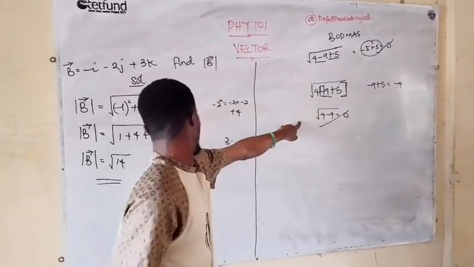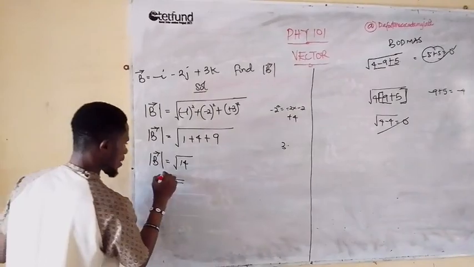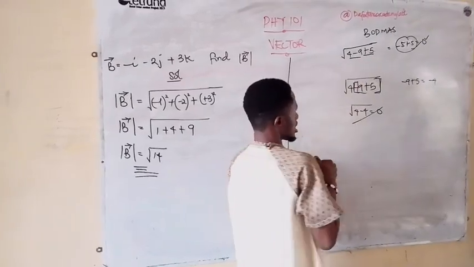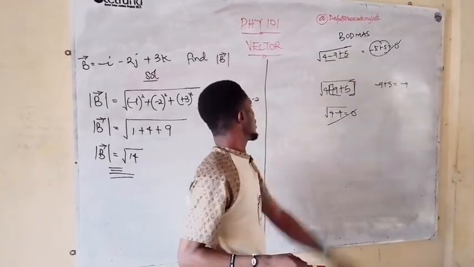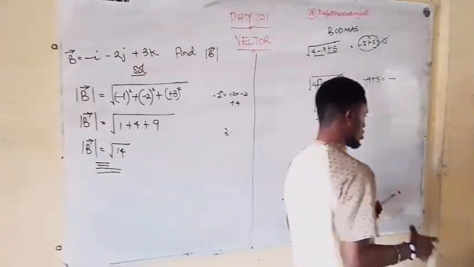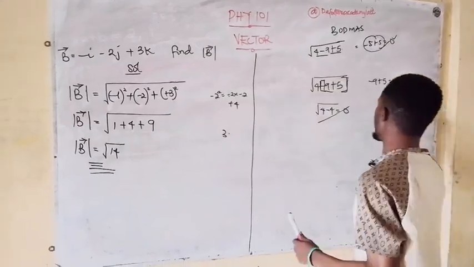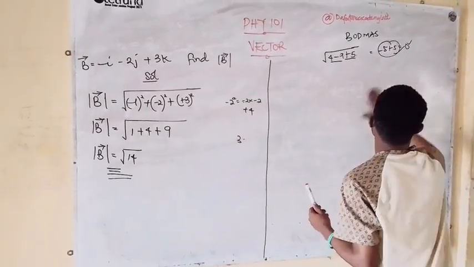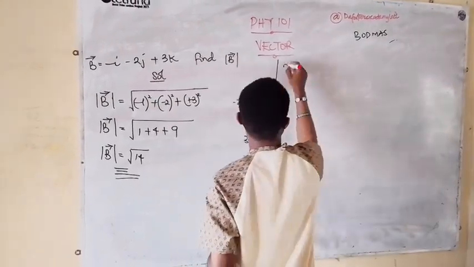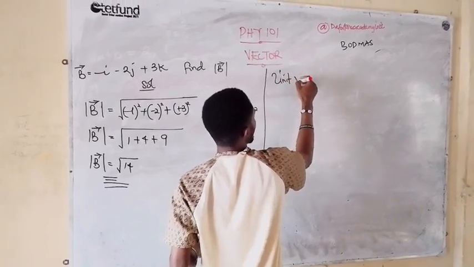So this is what you should do. So from here, this becomes my answer in this case. So in a case where you have complex signs or more than 2 signs in the root, please obey law of Bodmer's. That's how to solve modulus. Let's go to the next thing, which is what? Unit vector. Before we move to addition and subtraction.